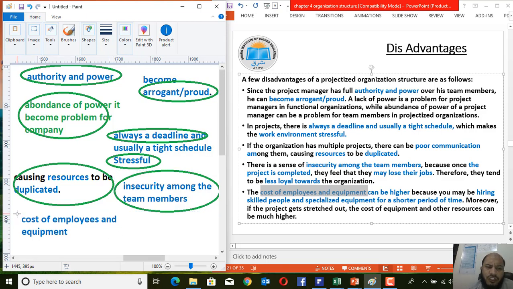And also we may say that in a projectized structure, when we are discussing this type of system, the employees and the equipment that we need to run the project are mostly costly for the organization, because we need quality products or quality equipment, and also highly qualified people. Actually, for a short period of time they will charge a higher amount of money.